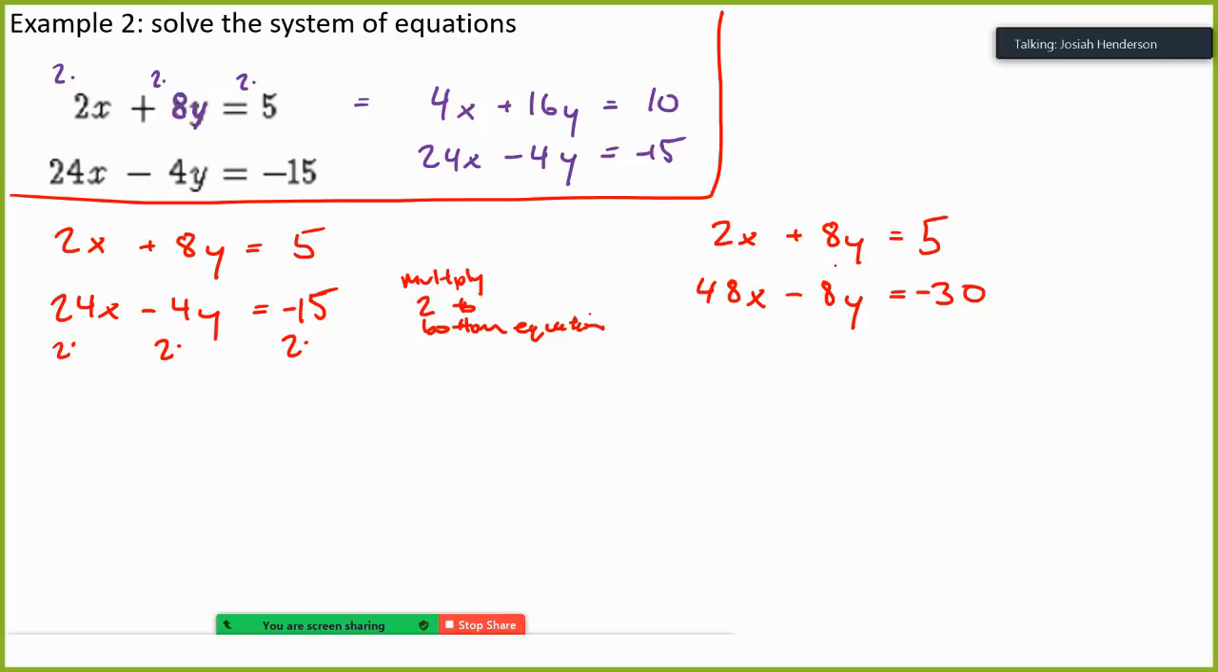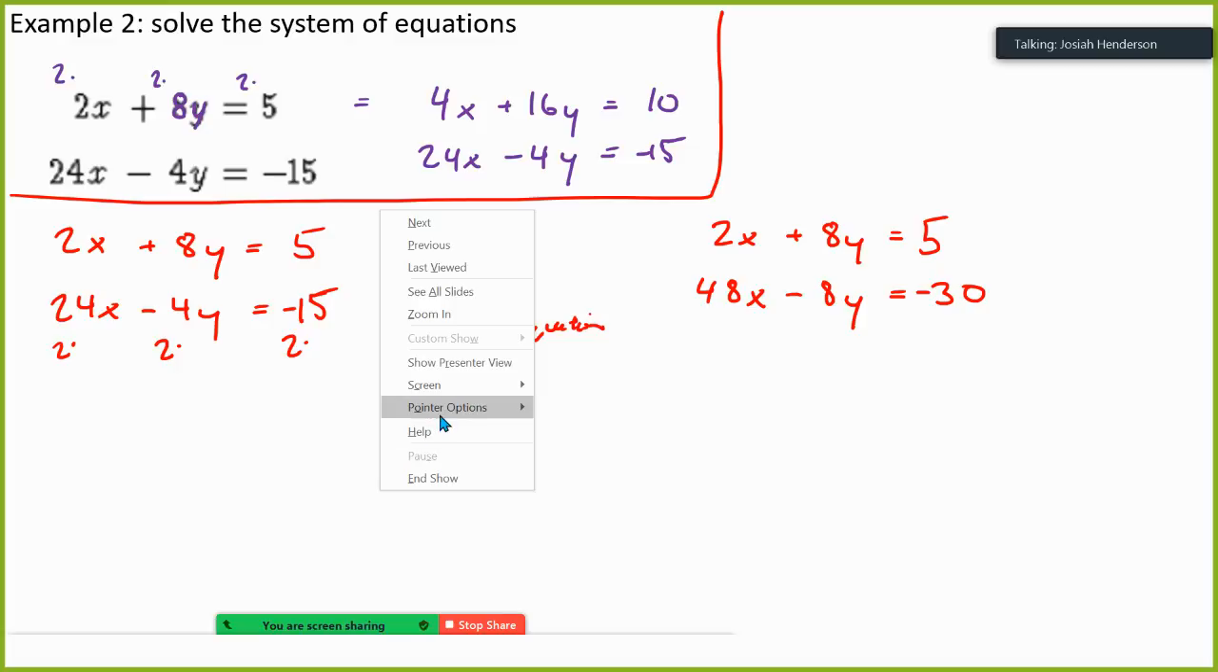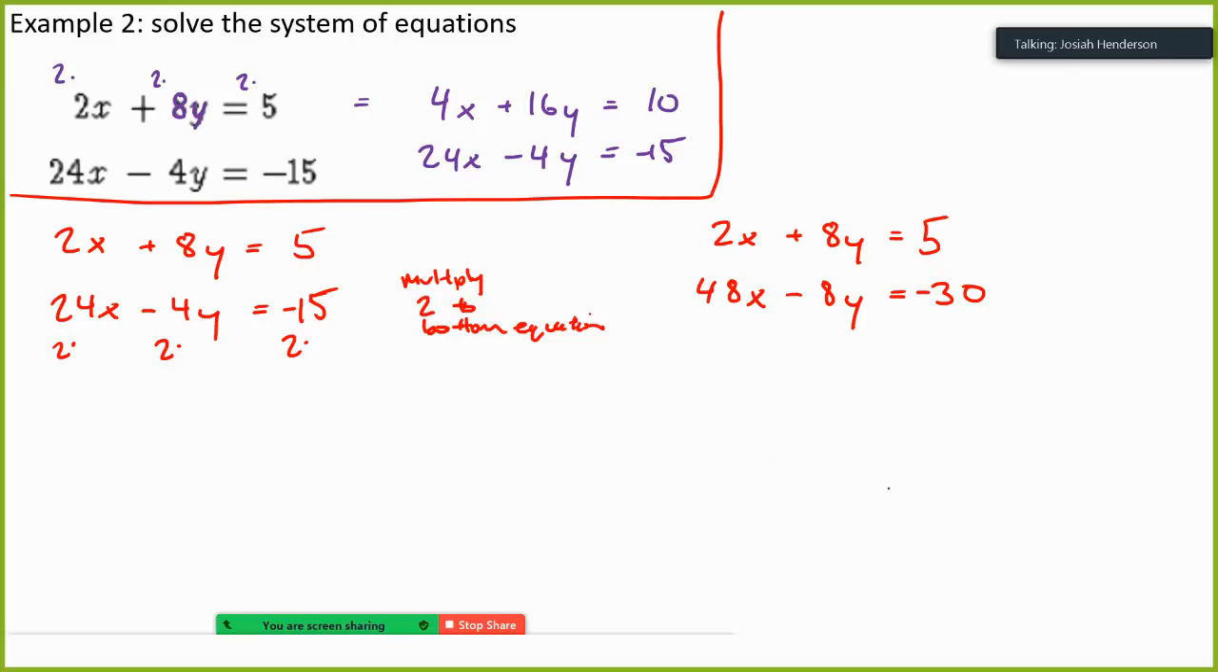And now we're ready to rock and roll because we've got 8y, negative 8y. So we're going to add or subtract the two equations together. So here's another thought process we've got to go through. Do we want to add them or do we want to subtract them?